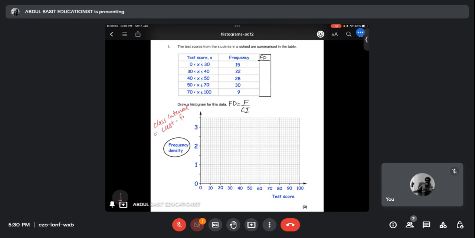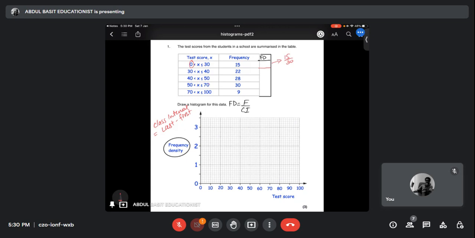Last minus first. But I'll be finding only for the first. So last is 30 and the first one is 0. So 30 minus 0 is 30. So that's the class interval of the first row. So FD for the first class would be: 15 is the frequency and the class interval is 30. There are 30 values from 0 to 30. So that's 1 by 2, which means 0.5.